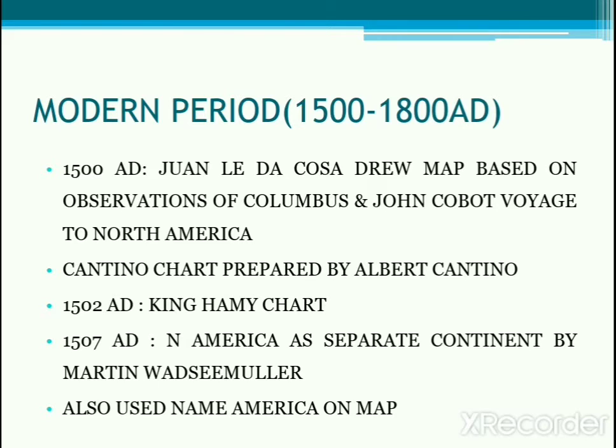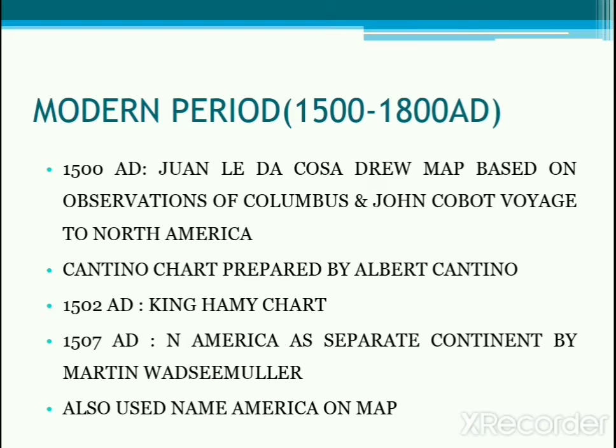However, it was no more useful for navigation than other maps of this period, as they used the principles of Portolano designs. In the same year, Albert Cantino of Portugal prepared the Cantino chart. The King Hamy chart was another significant work in 1502. Because of the thought that Amerigo Vespucci had reached the new continent before Columbus, Vespucci identified the newly discovered land as a separate continent.